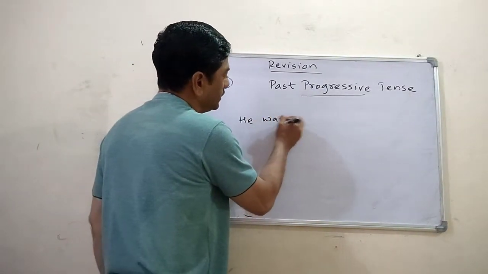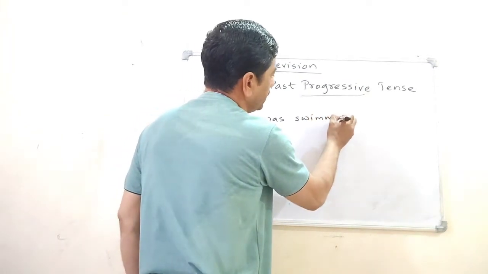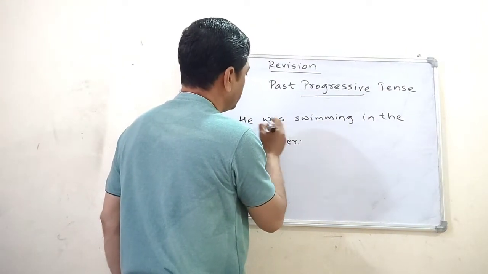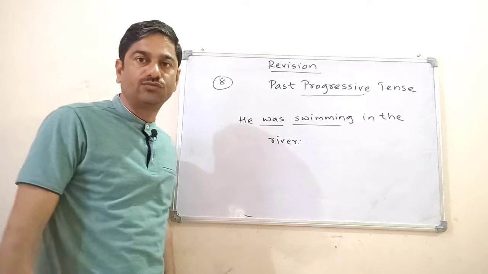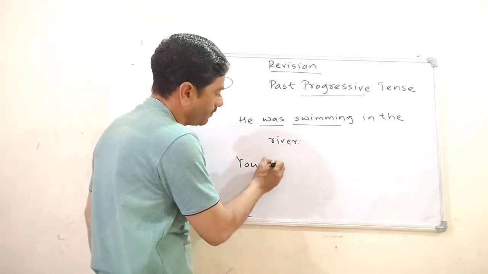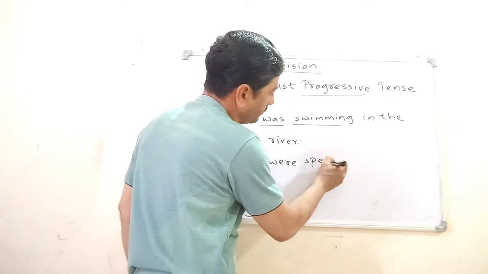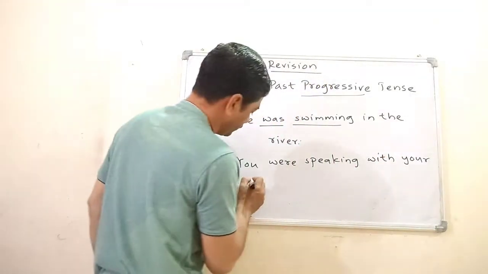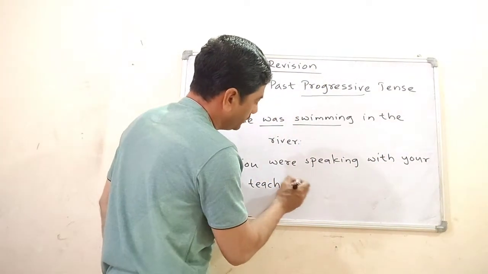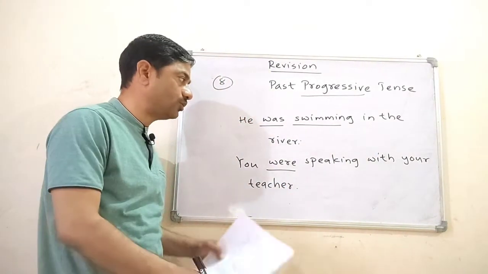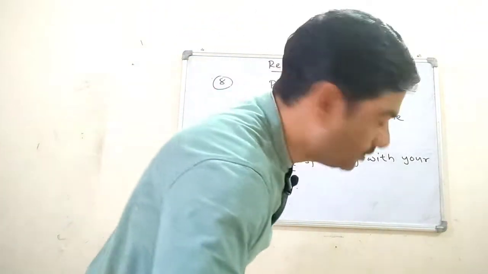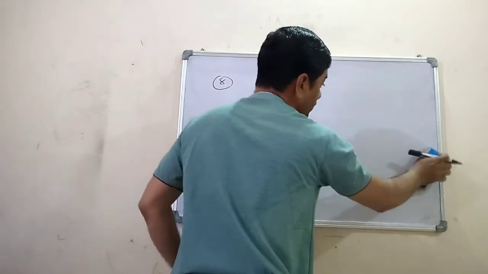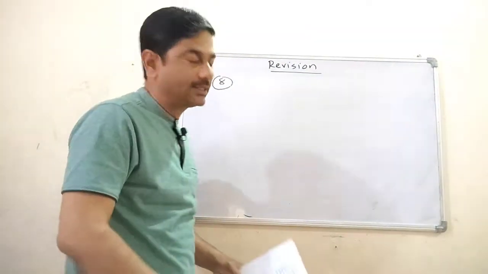He was swimming in the river. So was or were and the ing form of the verb. You were speaking with your teacher. So here, were and the ing form of the verb. So these are some examples of past progressive tense or past continuous tense. We studied simple future tense.